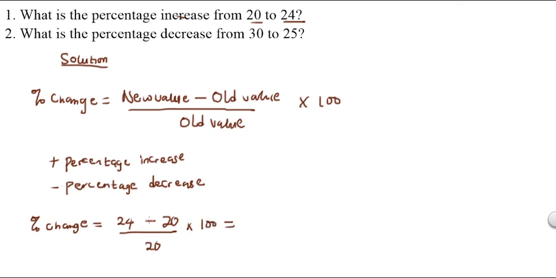This is equal to 24 minus 20, which is 4, divided by 20, times 100. I know that 4 goes into 4 once, and 4 goes into 20 five times. So from here we know that the percent change is 20%. Since this value is positive, we can tell directly that this is a percentage increase. Now let's look at the second example to help you understand further.